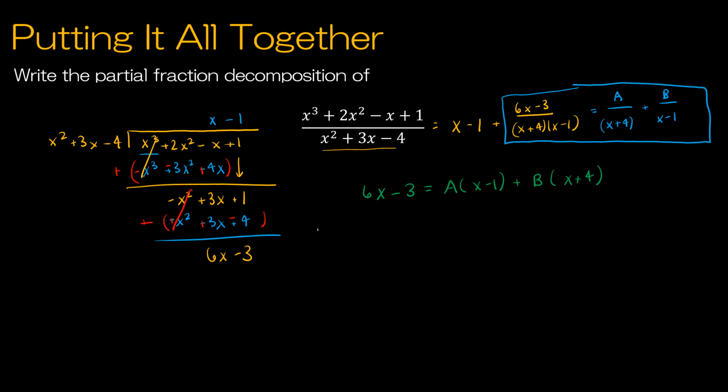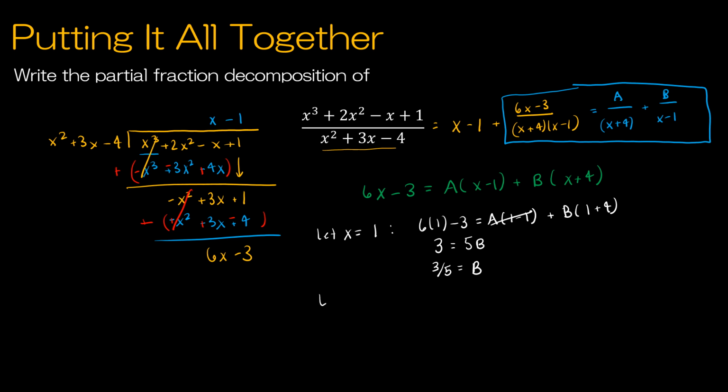So I'm going to let x equal 1. And if I let x equal 1, that's going to give me 6 times 1 minus 3 is equal to a times 1 minus 1, which is why I chose it, plus b times 1 plus 4. That's going to give me 6 minus 3, or 3, is equal to a times 0, so that goes away. And then 1 plus 4 is 5, so 5b. So dividing by 5, I get 3/5 is equal to b.